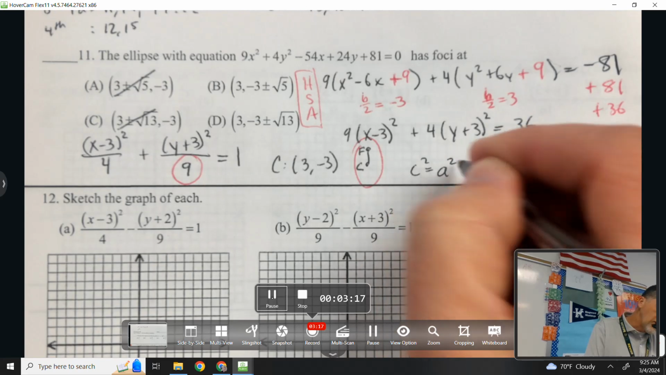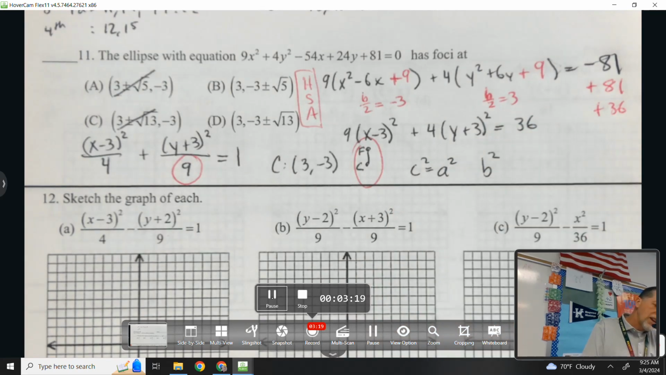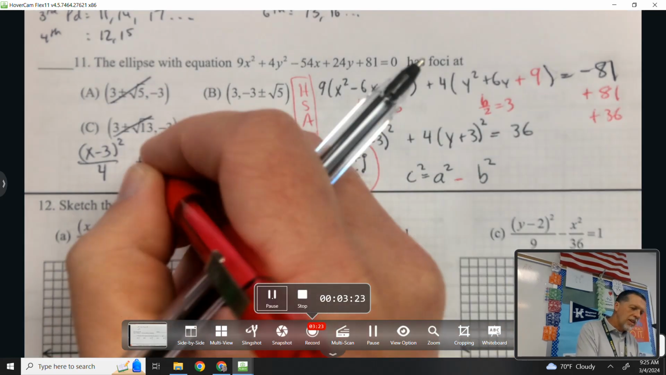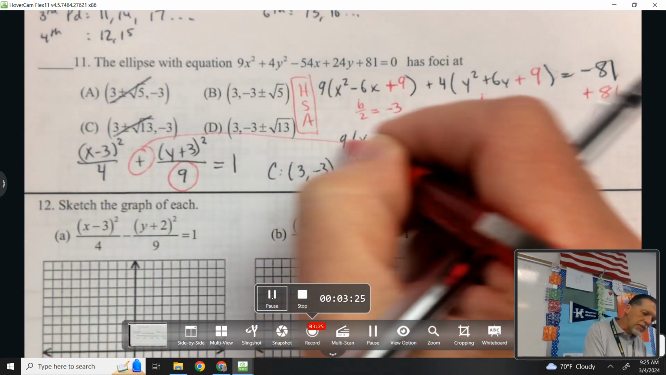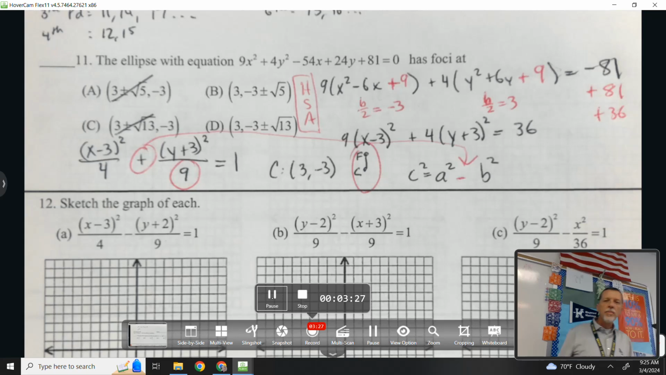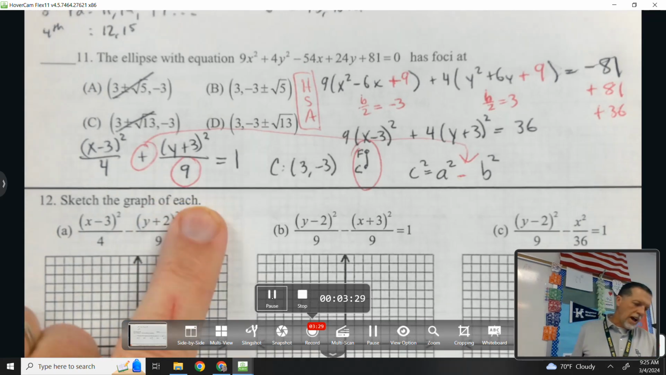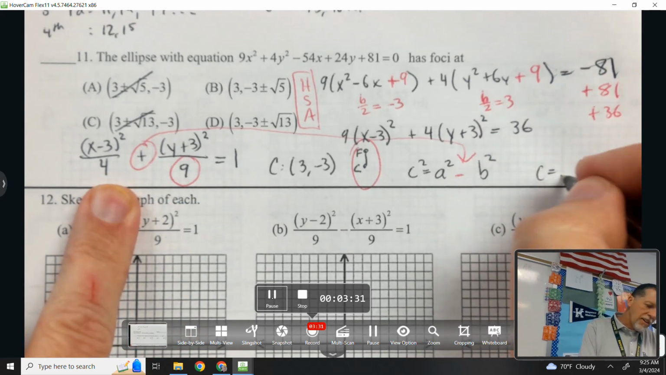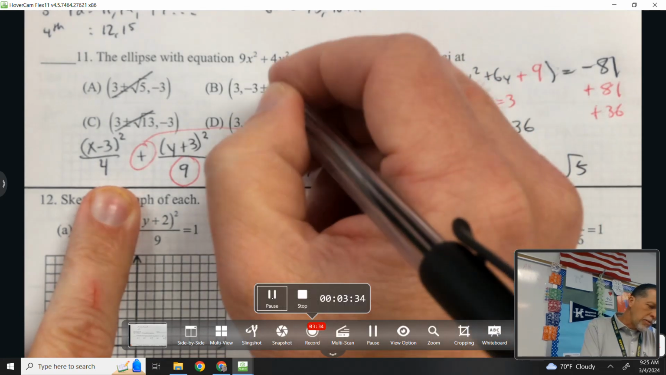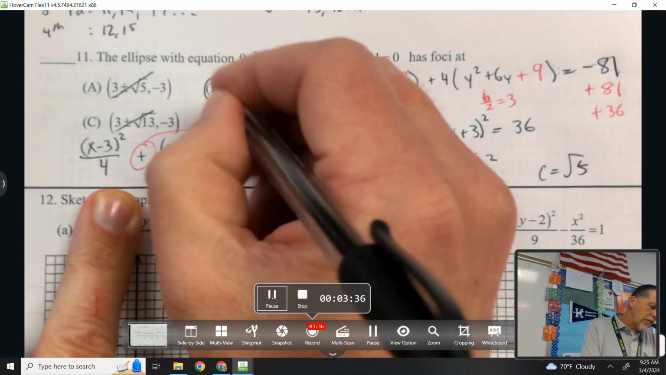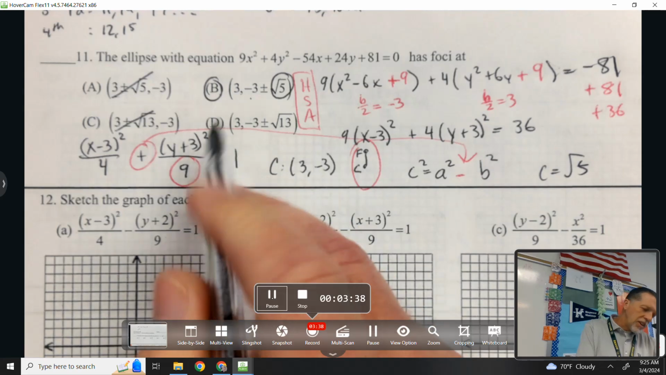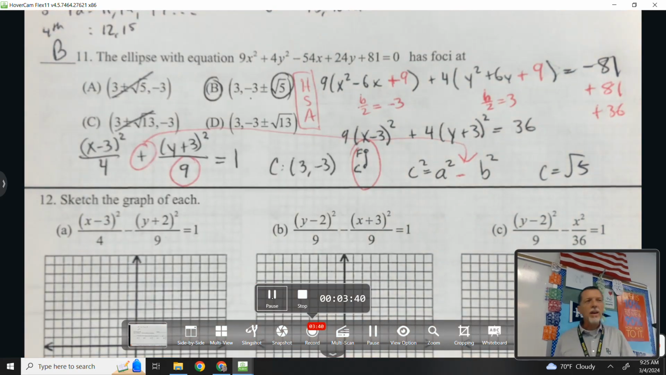c squared equals a squared minus b squared for the ellipse. Again, I remember it as the opposite of the main sign. So 9 minus 4 is 5. So we'll add and subtract root 5 from the y coordinate of the center. Answer choice B.